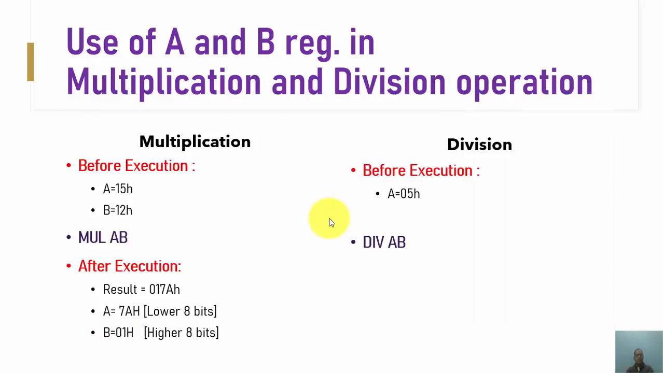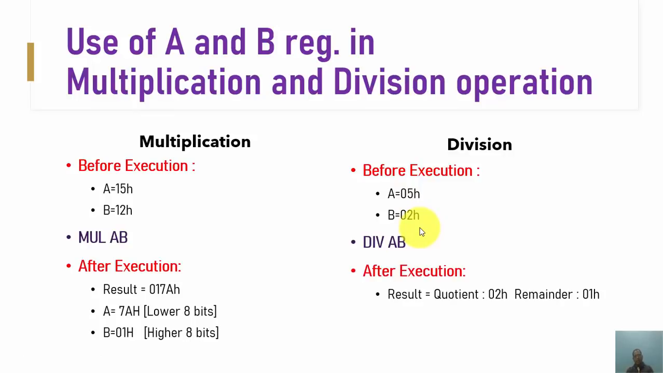Similarly, to perform the division operation, suppose A is equal to 05 and B is equal to 02. When I perform this division, no doubt I am going to get the remainder as 1 and the quotient value as 2. Fine. So after execution, the quotient value is 02H and the remainder value is 01. So A is going to hold the quotient value, that is 02, and the remainder gets stored in the B register. In this way, multiplication and division, these two operations, are supported by the A and B registers, which are present in the 8051 microcontroller.